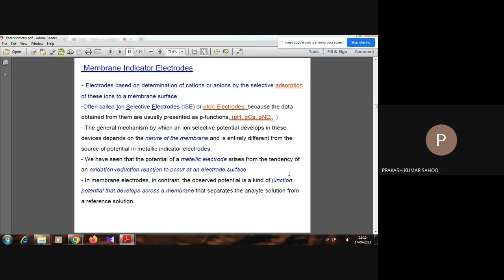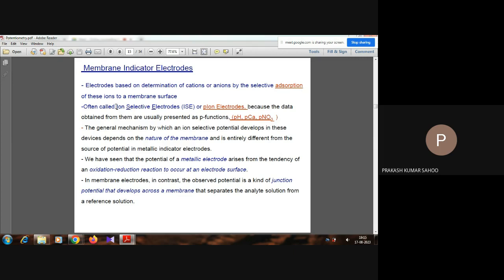Then membrane means just a separator will be there. The concept of adsorption will be here. Adsorption means the settlement of foreign ions on the surface of a material, and that surface is known as the adsorbent, and the foreign materials are known as the adsorbate. So adsorbate ions or molecules get adsorbed on the surface of the adsorbent.